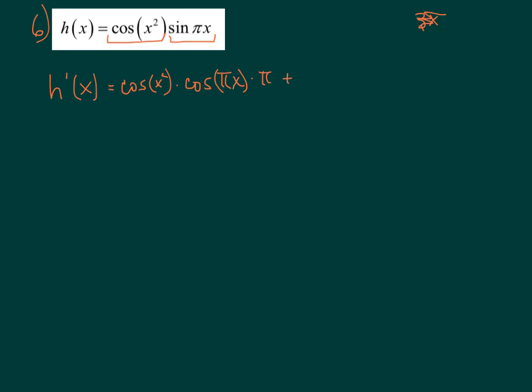Okay, plus, so that was first times the derivative of the second, plus second, which is your sine pi x, times the derivative of the first. Okay, so the derivative of cosine is negative sine, and then keep your angle, x squared, times the derivative of the angle. All right, so I can kind of rewrite this a little bit, h prime of x.